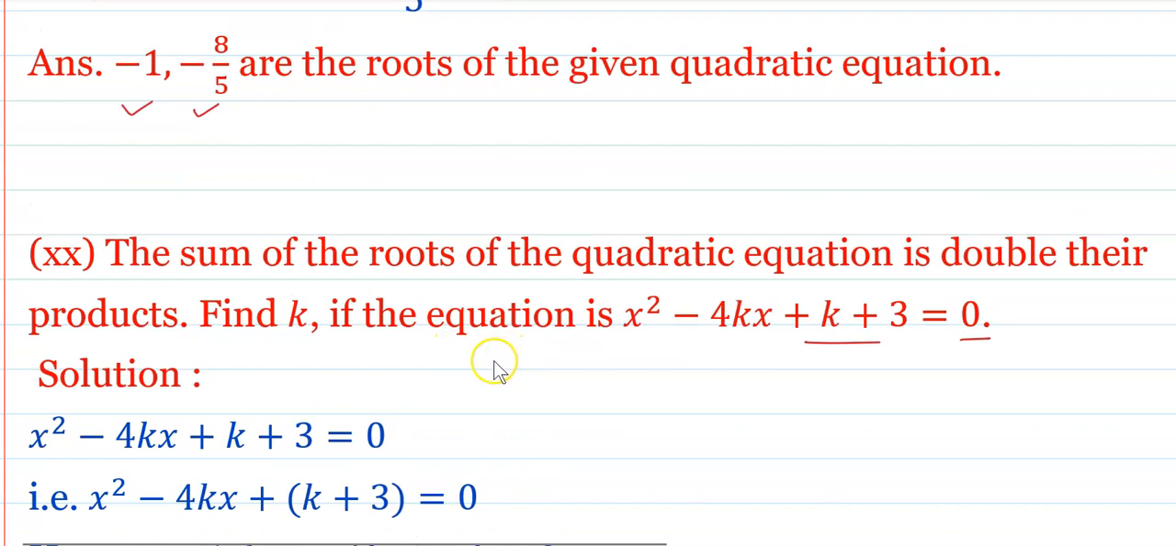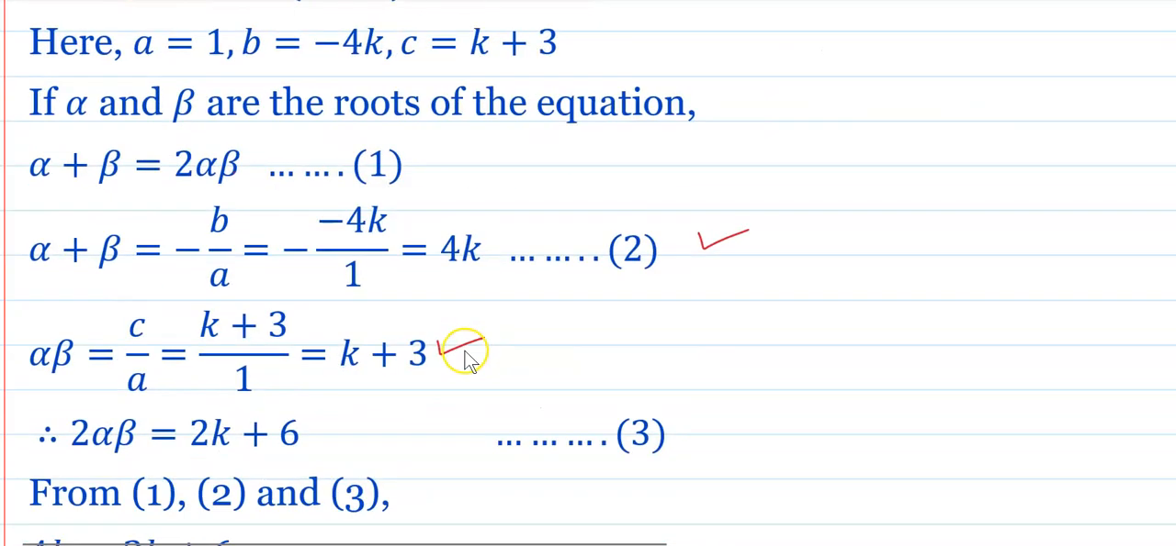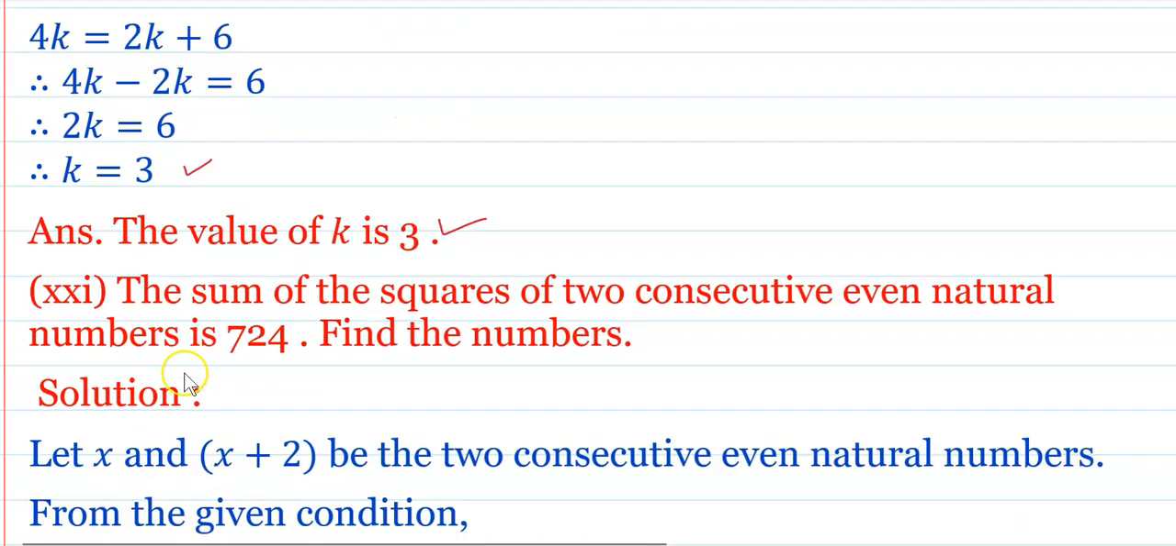Okay, condition important hai. Sum alpha plus beta is equals to 2 times alpha into beta. Okay, formula important hai. Alpha plus beta is minus b upon a, alpha into beta is c upon a.